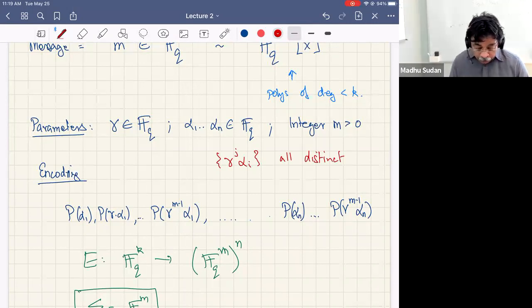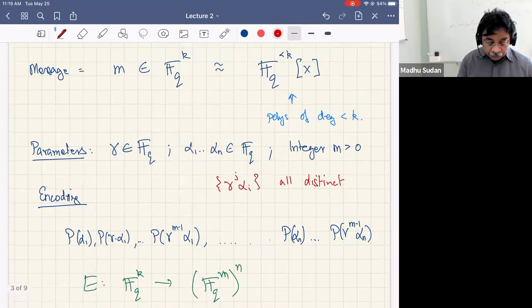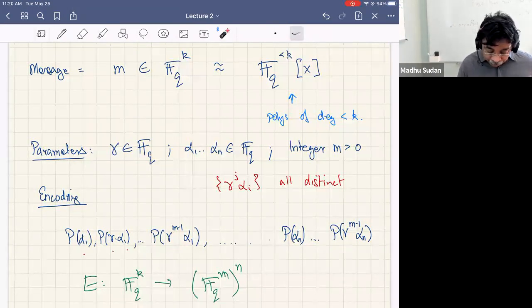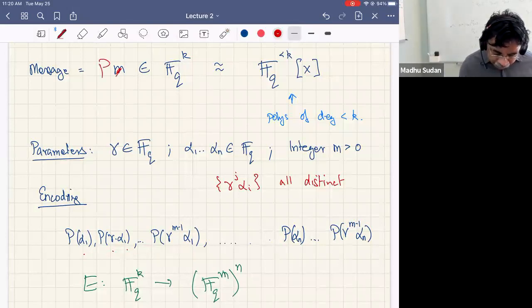And what am I going to do? What is the encoding? A message is going to be still a polynomial of degree at most k. The message will be associated with a polynomial, and the degree of that polynomial is at most k. And its encoding will be evaluation at alpha 1, gamma times alpha 1, gamma squared times alpha 1, and so on up to gamma to the m minus 1. Oops, there's two different m's in this page. So let's just call this message P. Okay.